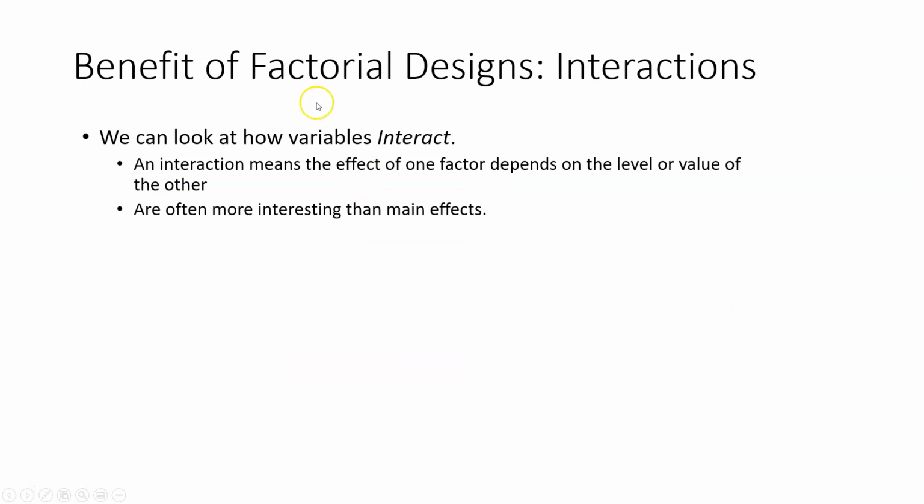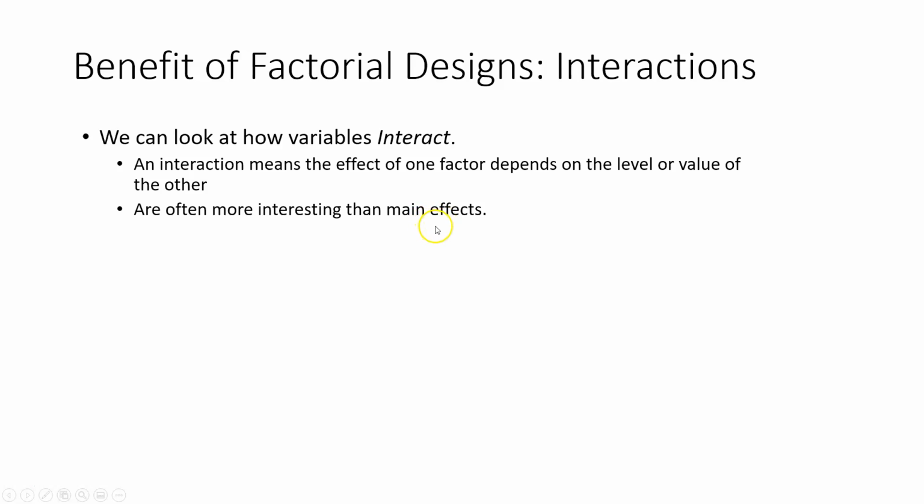However, the benefit of doing a factorial design is that you can look at interactions, the interplay or interaction between multiple variables. An interaction means the effect of one factor or one independent variable depends on the level or the value of the other. These are often more interesting than the main effects by themselves are.